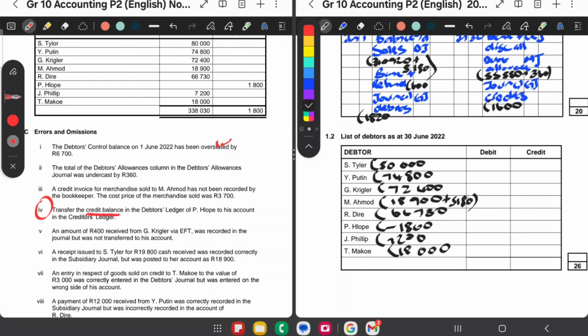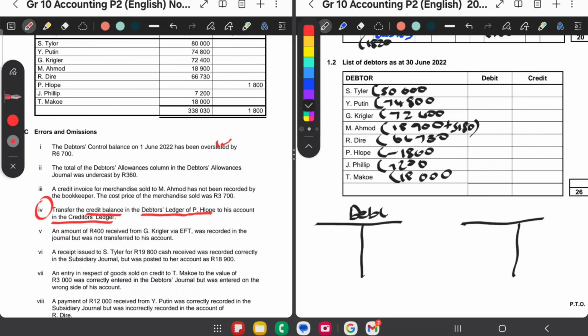So it's a credit balance in the debtors ledger of P. Klope to his account in the creditors ledger. If he is a debtor, this is a plus and this is a minus. And if he is a creditor, this is a minus, that is a plus. There is the credit balance, 1,800, in the debtors ledger. So in the debtors ledger, he has a credit balance. So it's on this side. So this side is credit and this side is debit. So his balance is on that side at the moment.